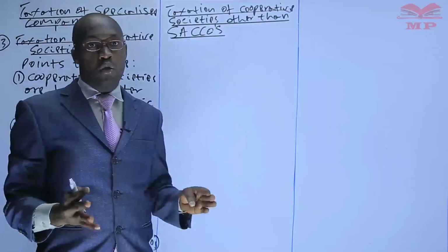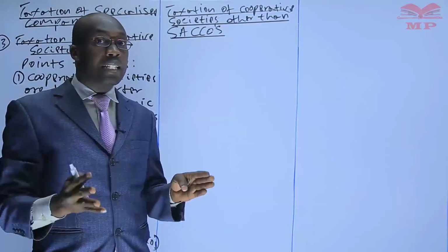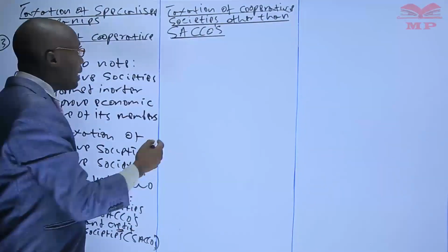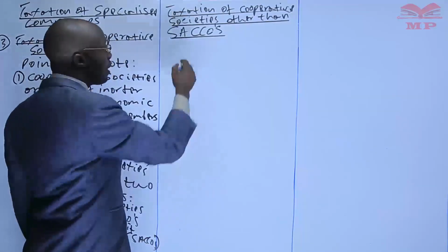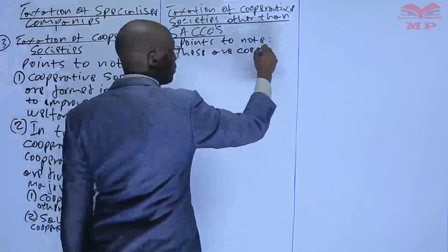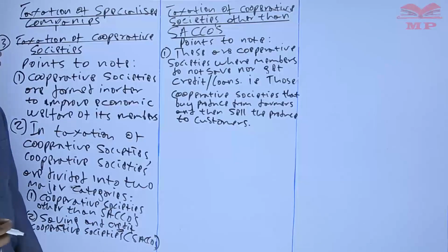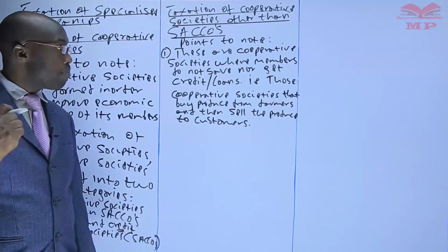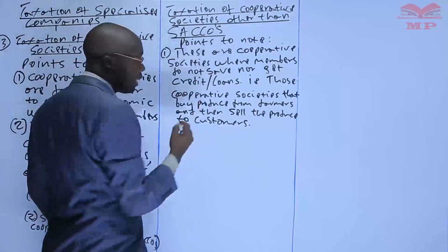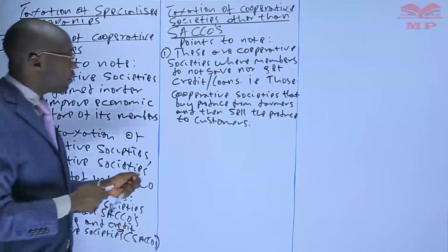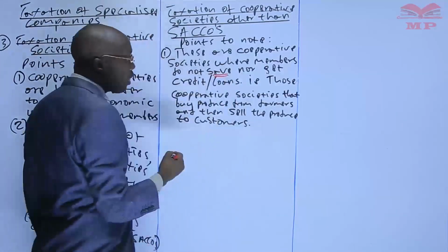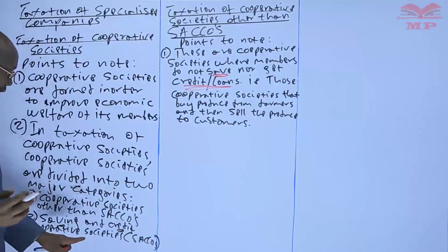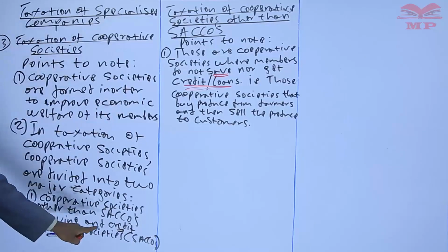Now, the first thing that we need to know is the correct definition of this cooperative society other than SACCO. So, number one, let me put them in points. Points to note. That is the first item: when you talk of cooperative society other than SACCOs, these are cooperative societies where members do not save. The key thing is members do not save, and also do not get credit or loans. If that is the society, we call it a SACCO.